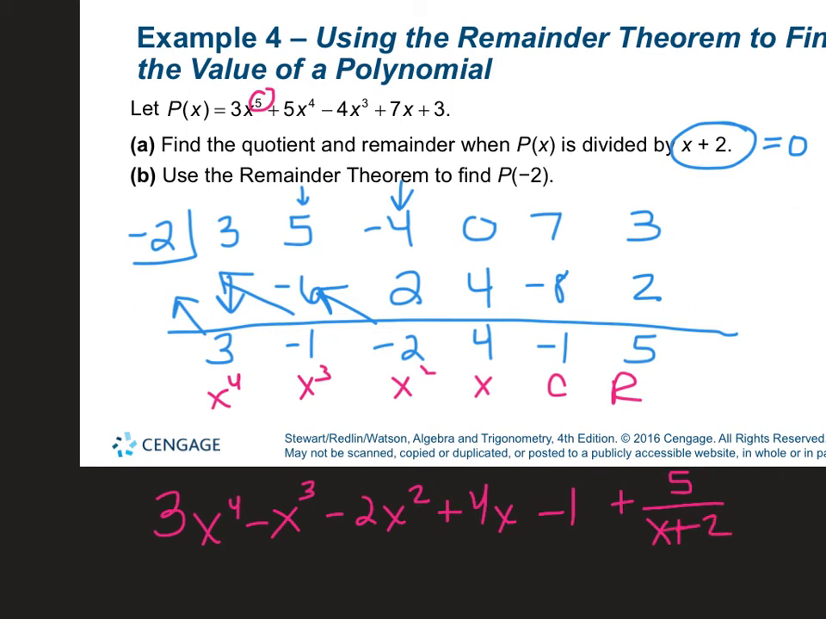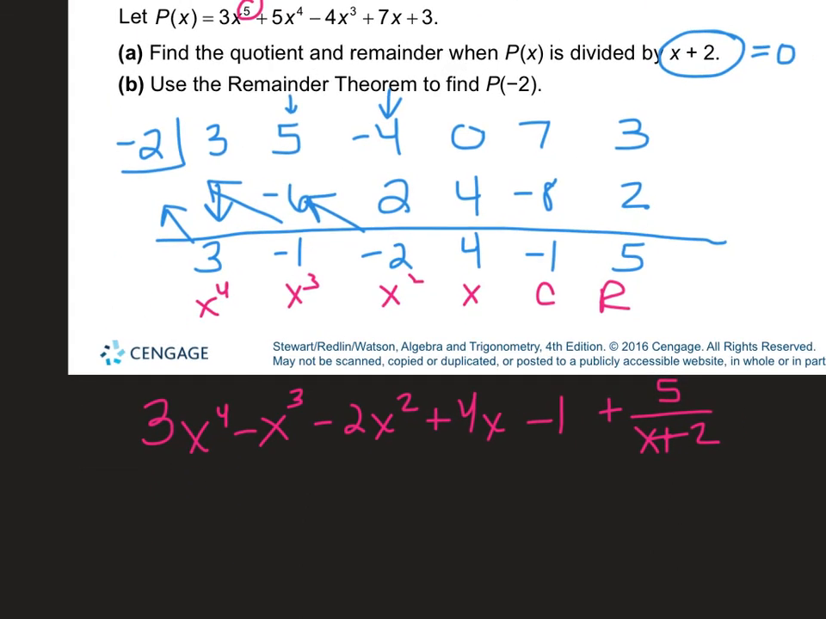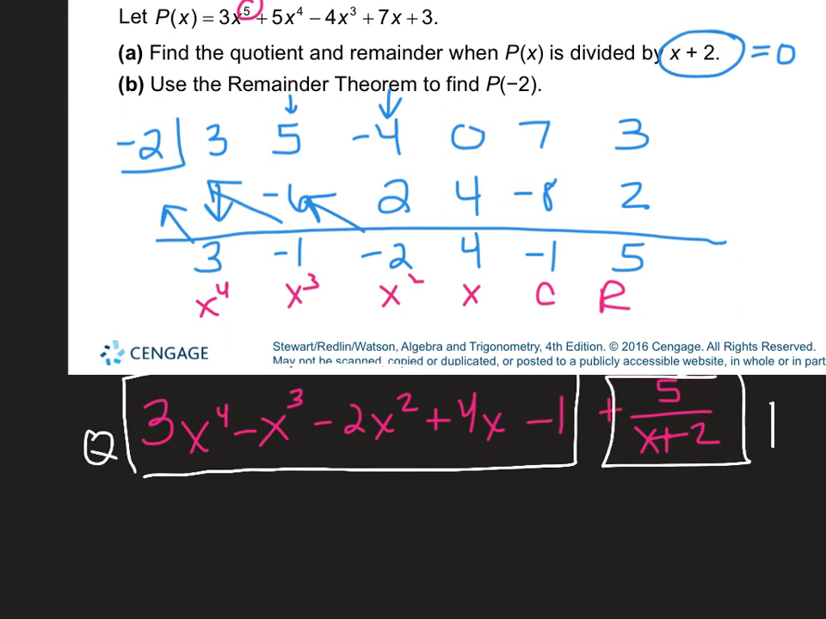On WebAssign today, when you do this, they're going to ask you for the quotient and the remainder. They're going to have 2 separate boxes. So they want this in the quotient box and this in the remainder box. When I ask you to do it, I want it all together.